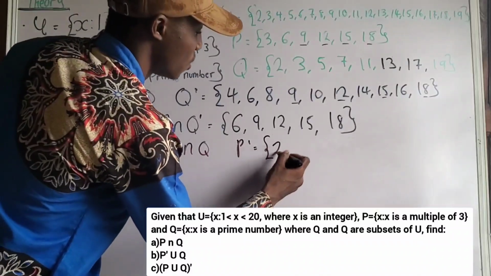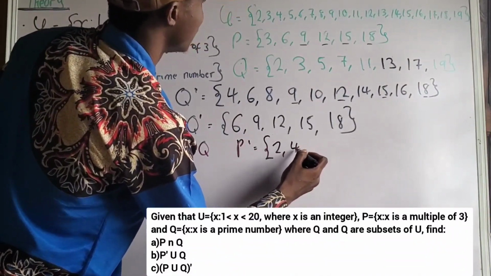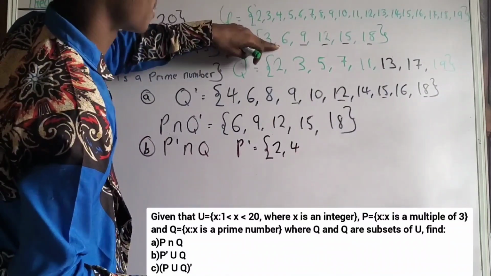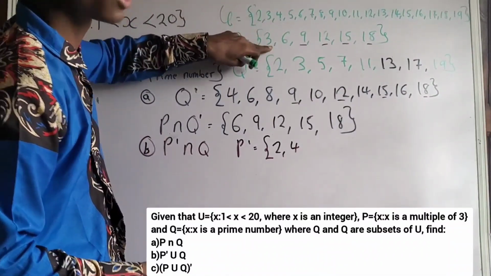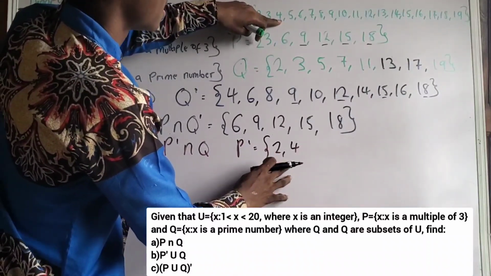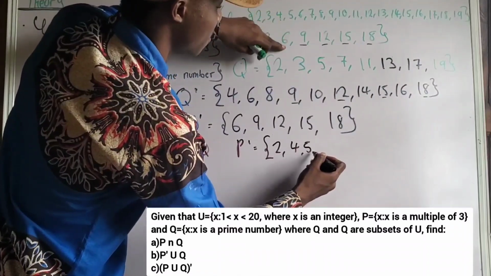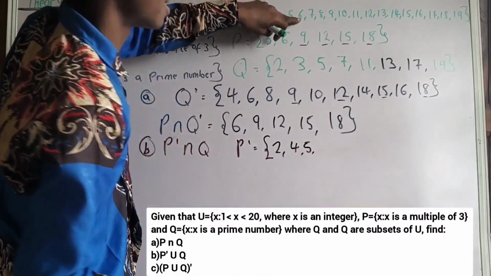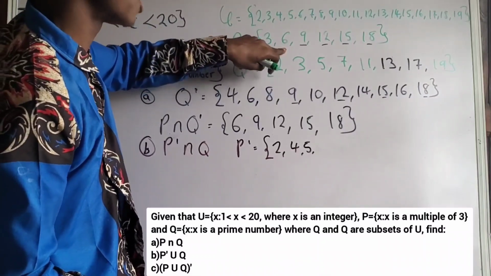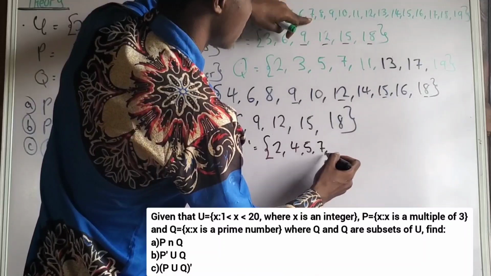We have 2. We have 4. Are you getting it? 2 is present here, it is not present here. 4 is present here, it is not present here. 3 is present here and it's also present here, so I'm not going to include 3. What of 5? 5 is present, but it's not present in set P. What of 6? 6 is present in the universal set, but it's also present in set P, so I'm not going to include it. What of 7? We are going to include 7.